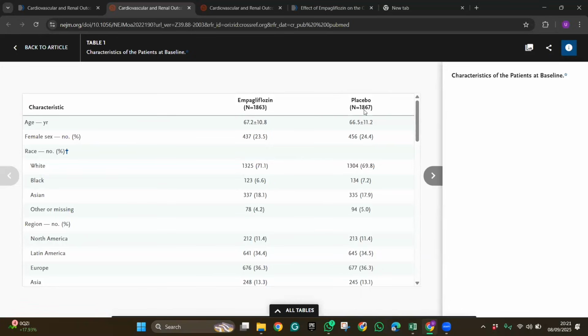So if you add these two populations, right, you'll get the total population for your whole trial, right? So you have to carefully note down these values because you will be using these values later on in your extraction, okay?